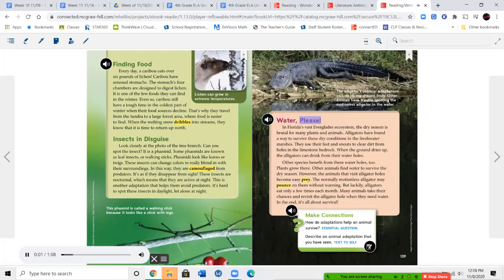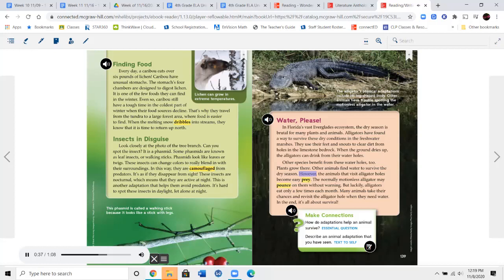Water, please. In Florida's vast Everglades ecosystem, the dry season is brutal for many plants and animals. Alligators have found a way to survive these dry conditions in the freshwater marshes. They use their feet and snouts to clear dirt from holes in the limestone bedrock. When the ground dries up, the alligators can drink from their water holes. Other species benefit from these water holes, too. Plants grow there. Other animals find water to survive the dry season.